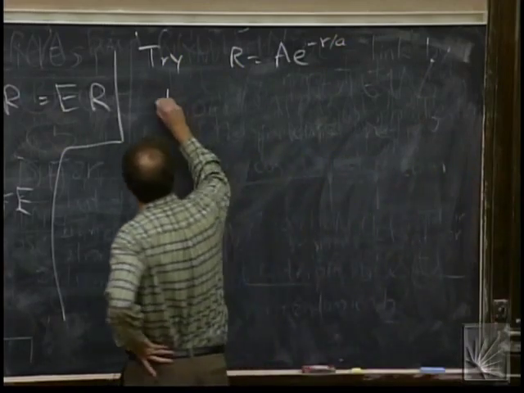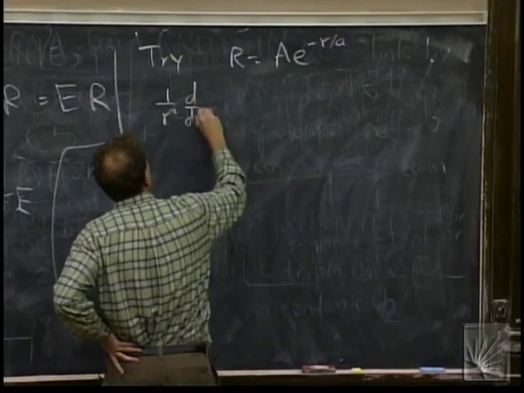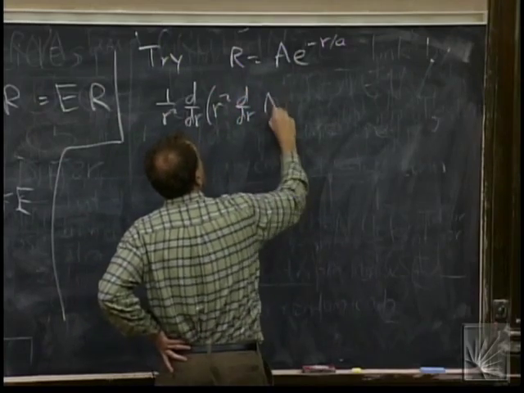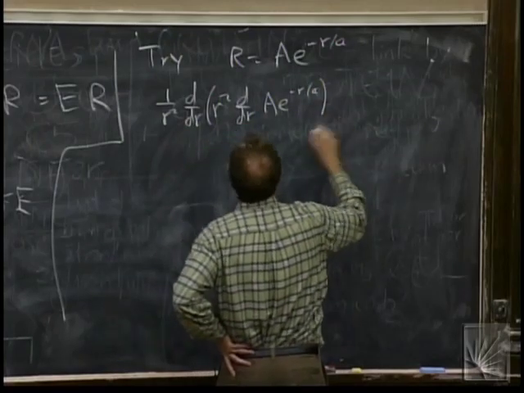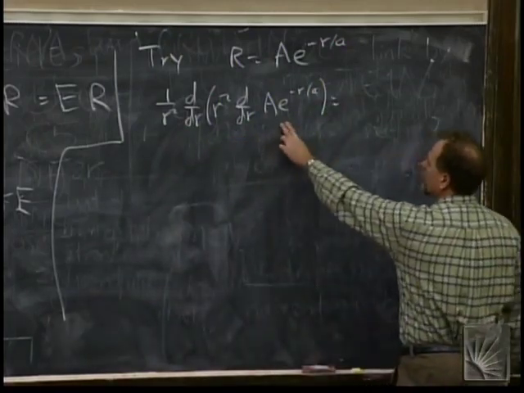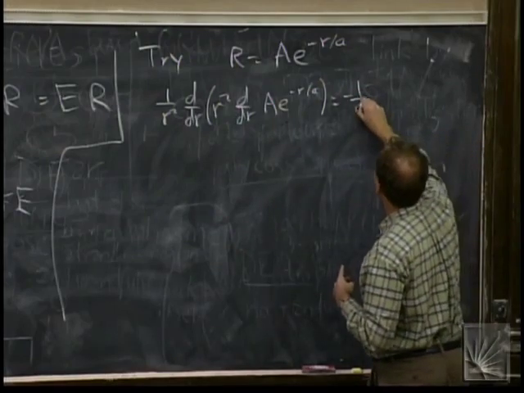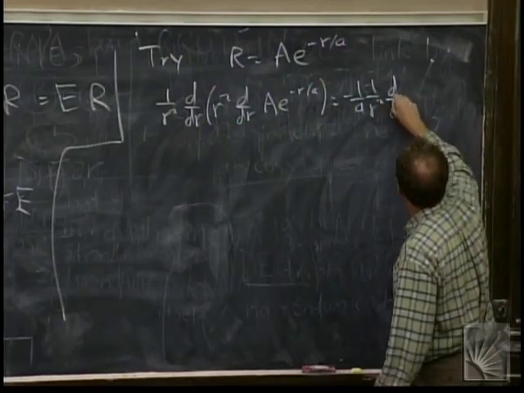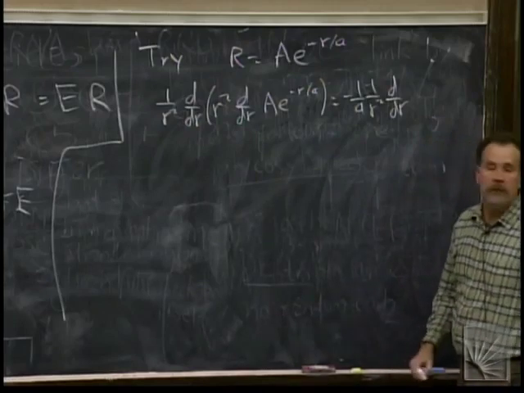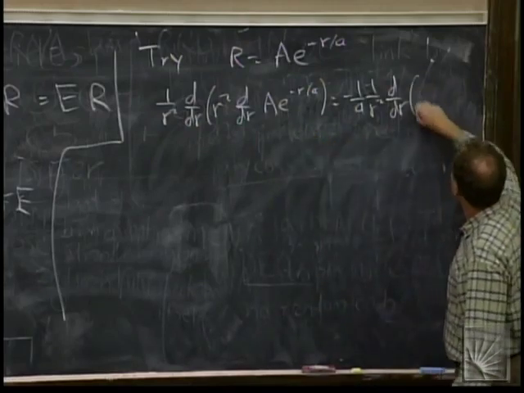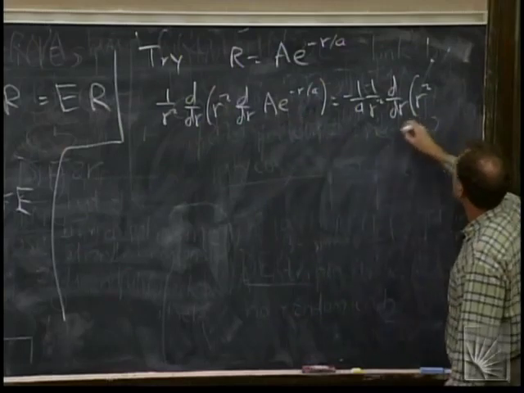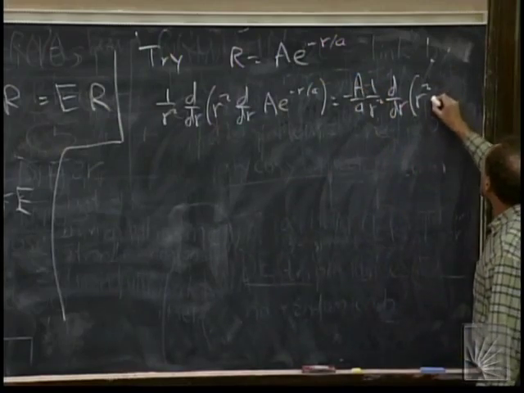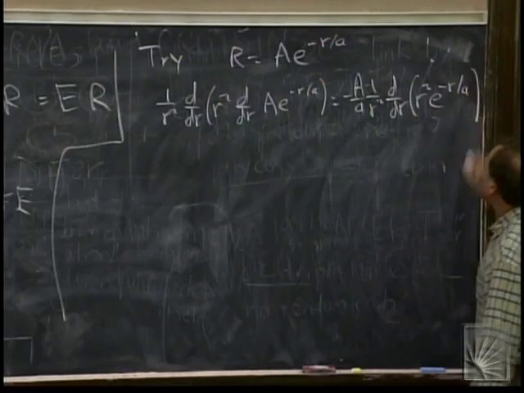Let me just write down the derivative term. 1 over r squared d by dr, r squared d by dr of A e to the minus r over a is equal to, the first derivative is simple, brings out a minus 1 over a. I'll put it all the way outside. 1 over r squared d by dr. Then there's an r squared, and this bit, I'll bring the capital A out front too, e to the minus r over little a.